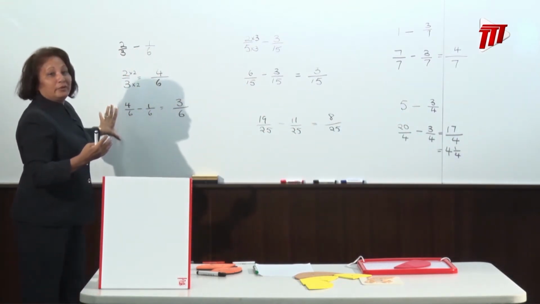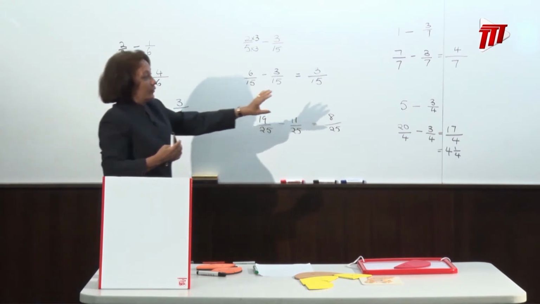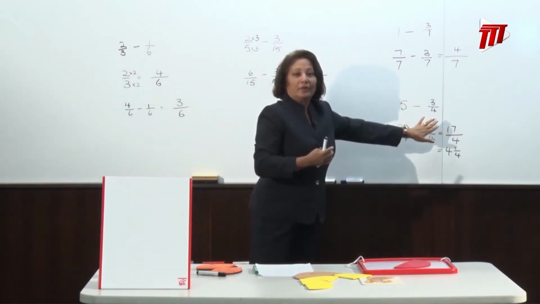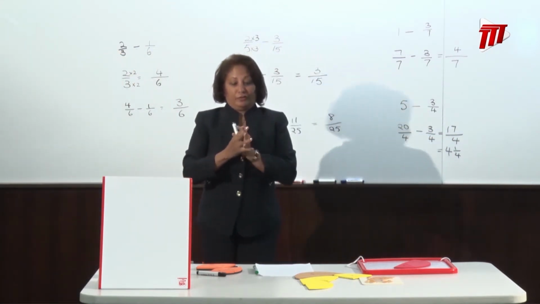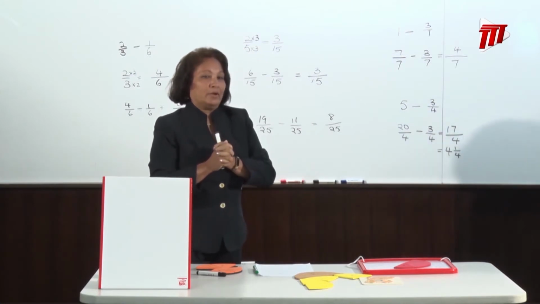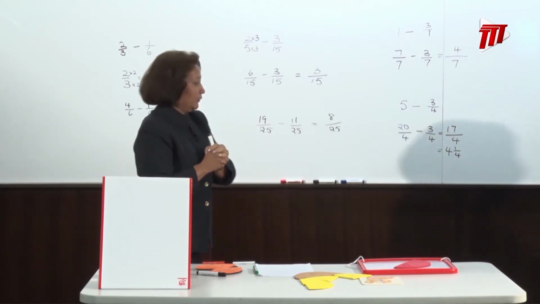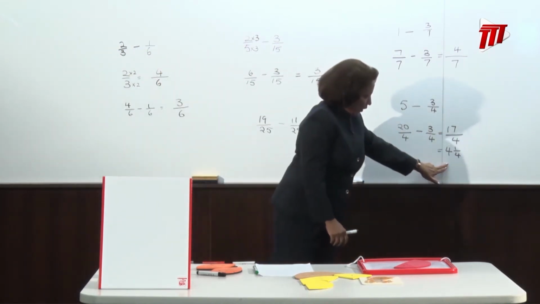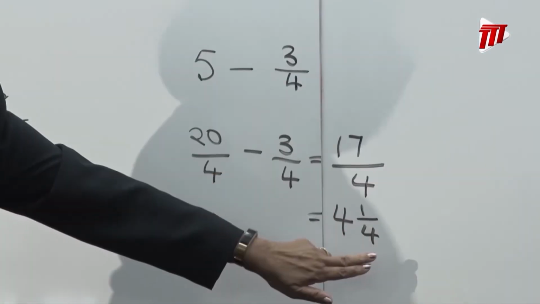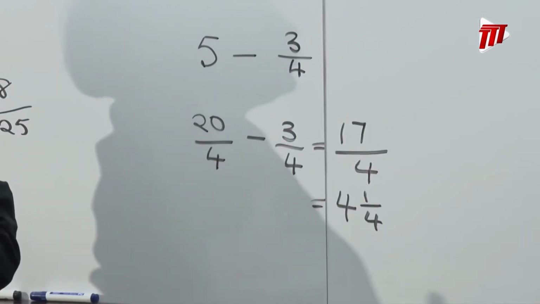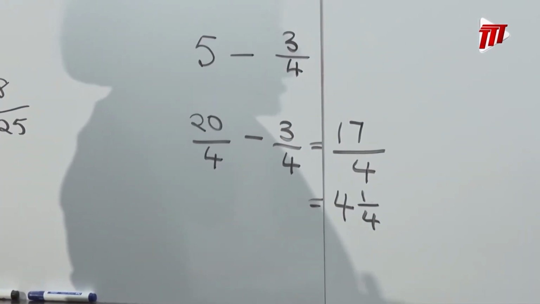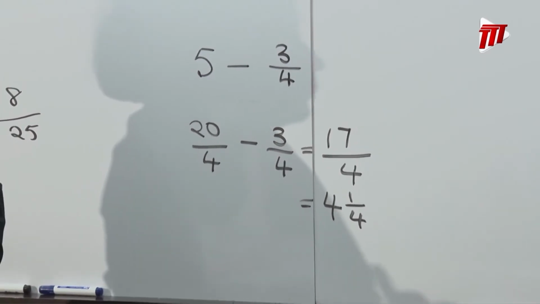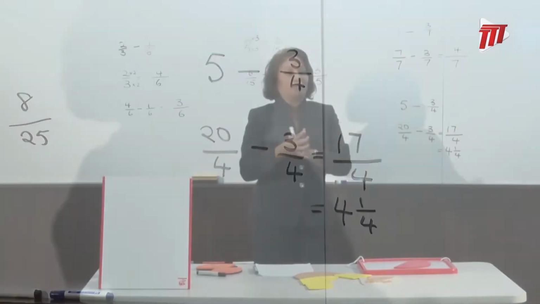We started with these, then we started with whole numbers minus fractions. Now suppose we have mixed numbers. What can we do with mixed numbers? Remember what a mixed number is? A mixed number has a whole part and a fraction part. So we would look at now what happens when we have a mixed number in the problem.